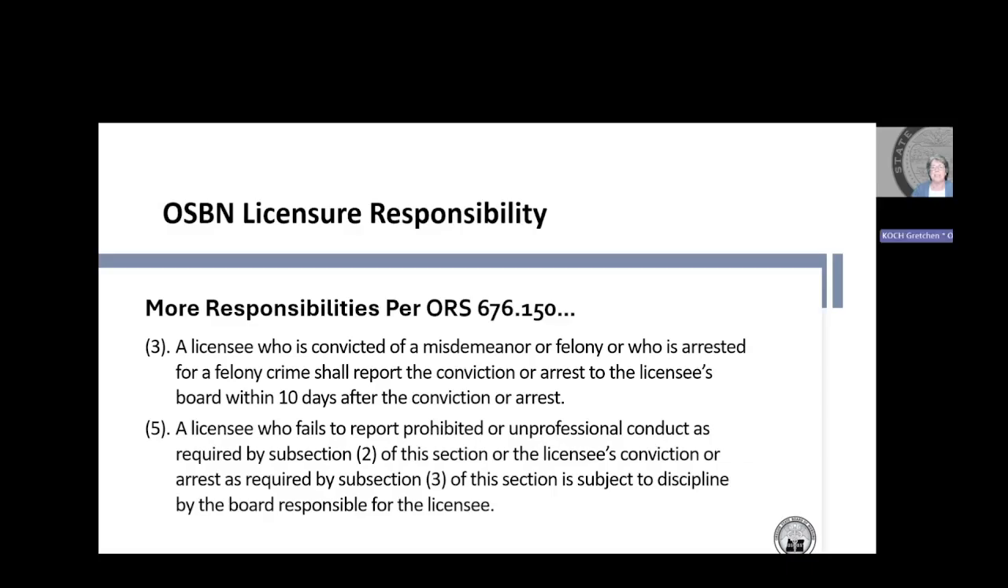Chapter 676 statutes establish additional reporting responsibilities of those licensed by the 24 identified boards. A licensee of any of the 24 boards who is convicted of a misdemeanor or felony crime, or who is arrested for a felony crime, must report their conviction or arrest to their licensing board within 10 days after the conviction or arrest. The statute also establishes that a licensee who fails to report prohibited conduct, fails to report unprofessional conduct, or fails to report their own misdemeanor or felony conviction or felony arrest is also subject to discipline by their licensing board.